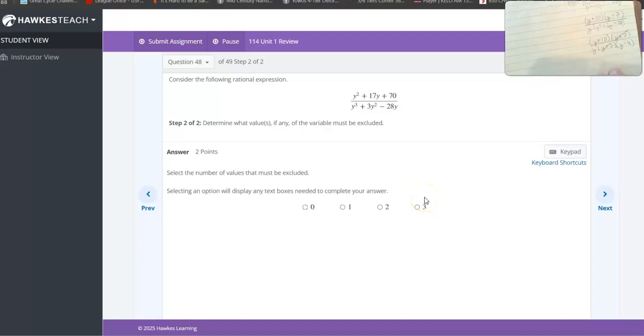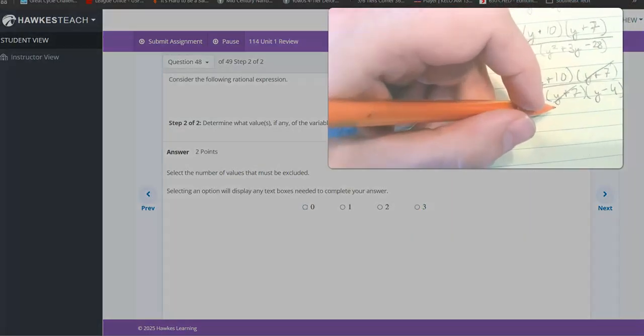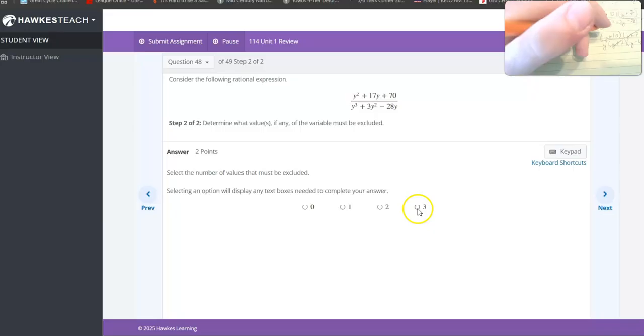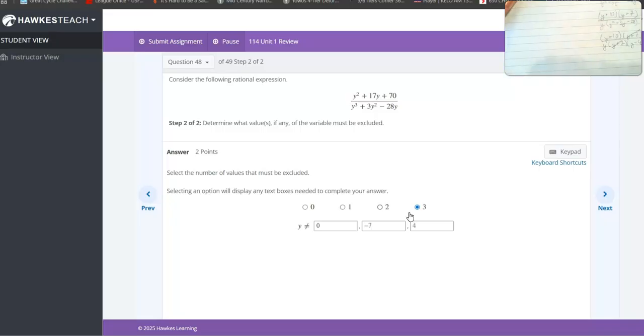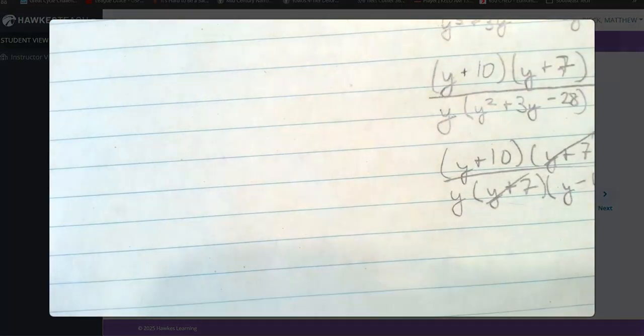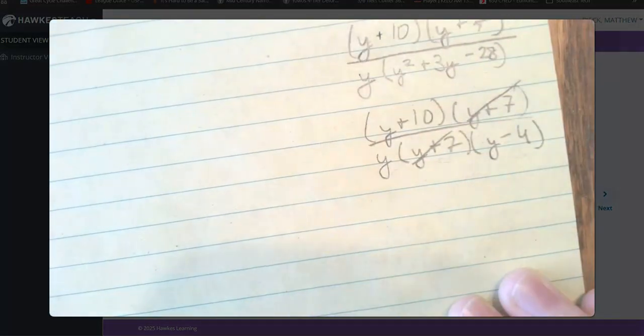Again, in this case, we have three factors in the denominator, and none of these can equal 0. So we need to exclude three values. y could not equal 0, and then we have negative 7 and 4. Again, you just set each factor equal to 0 to figure out the values that you need to exclude.